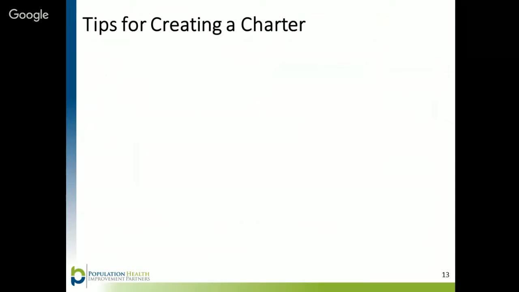To begin to create your charter, remember these tips. Draft the charter and review it with your entire team. Walk through each section of the charter and allow everyone to contribute their ideas. Use the discussion to clarify assumptions and define the specifics of the project.